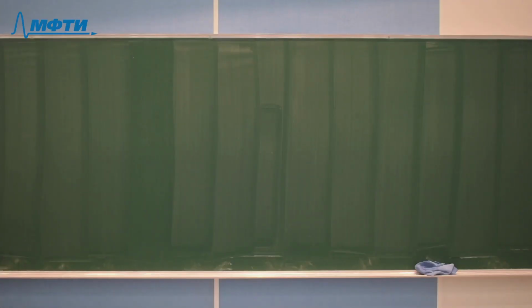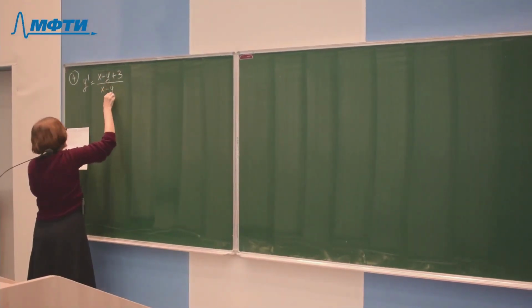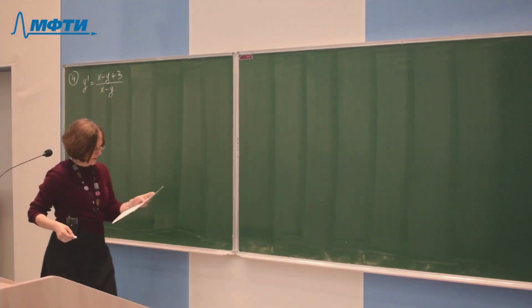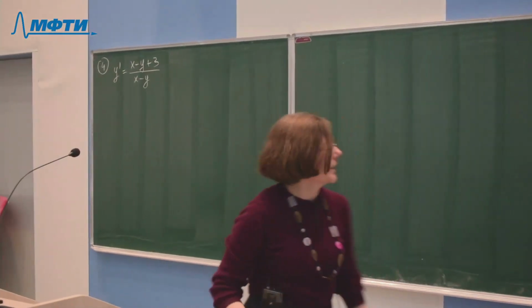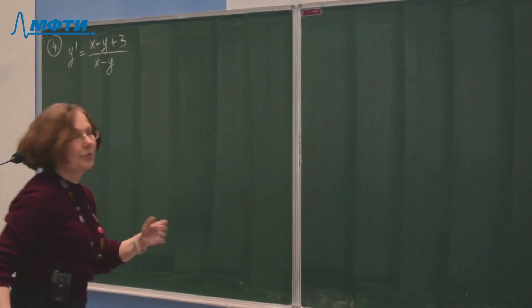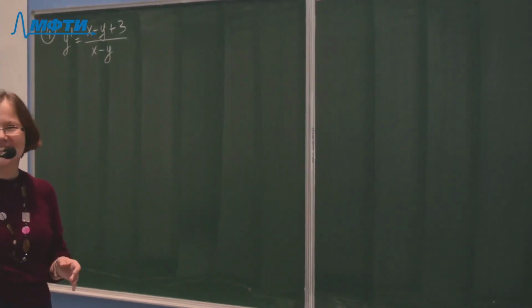Okay, the next task. It's number 4, I think. Let's try to solve the following. y prime equals (x minus y plus 3) divided by (x minus y). Okay, what shall we do? So is it a separable differential equation or homogeneous? Not, of course.